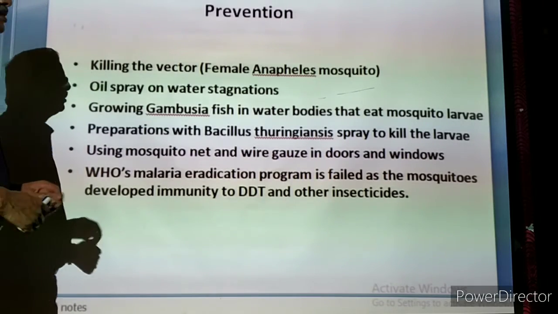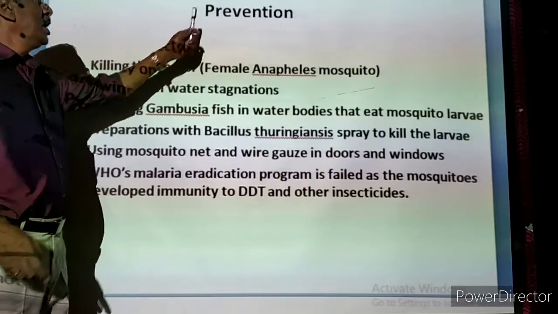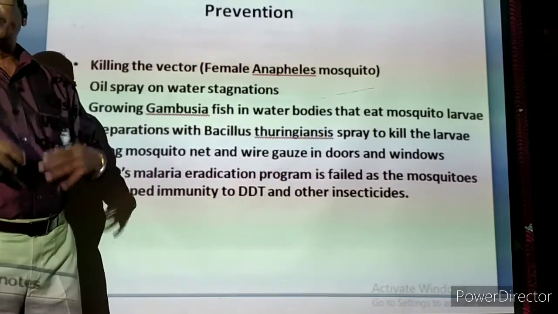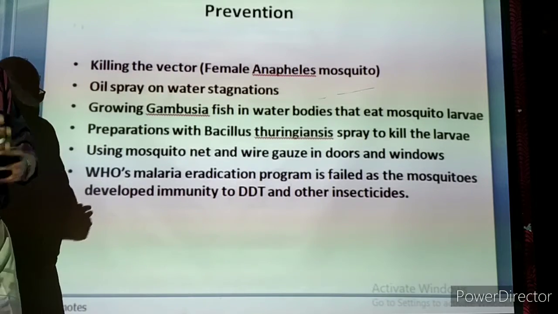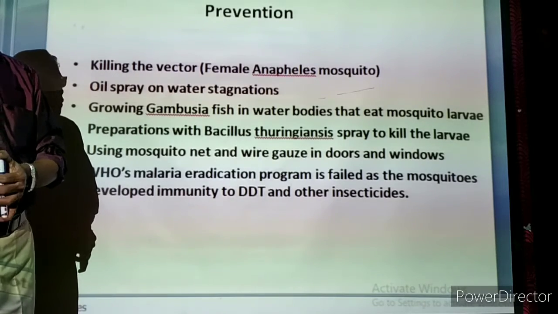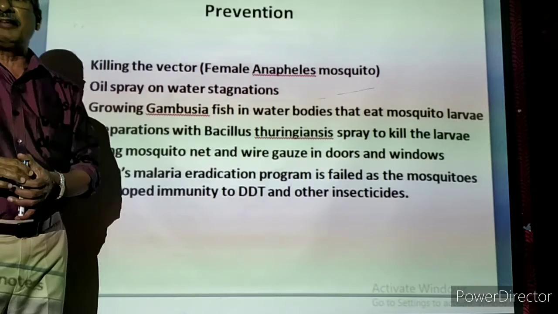Now before we come to that, we are going to see prevention. We have to prevent the spreading of this malarial fever. Before that, in our textbook it is not given properly, so we have to see the symptoms of malarial fever.